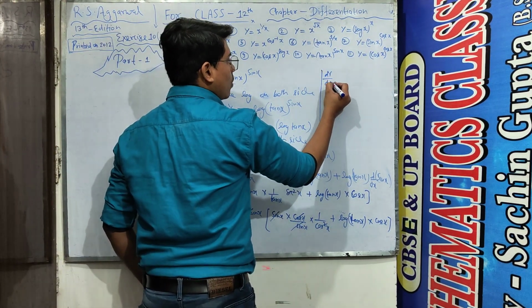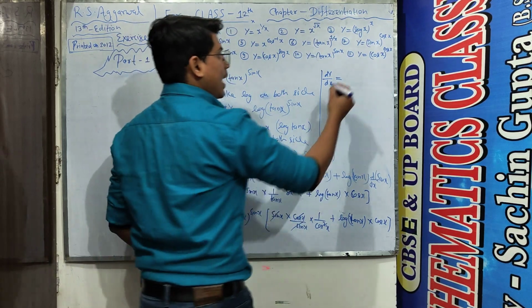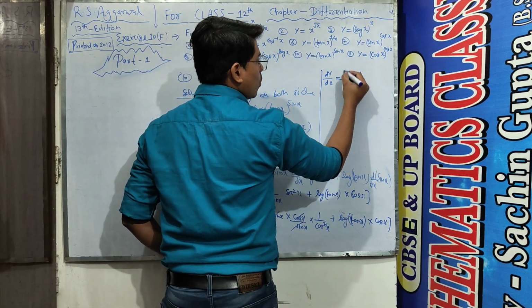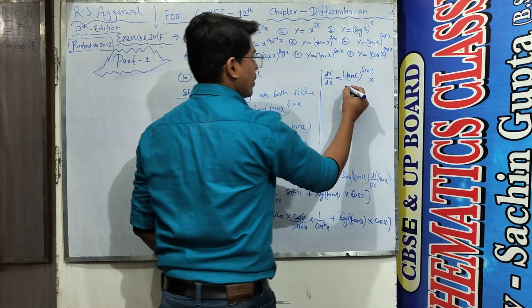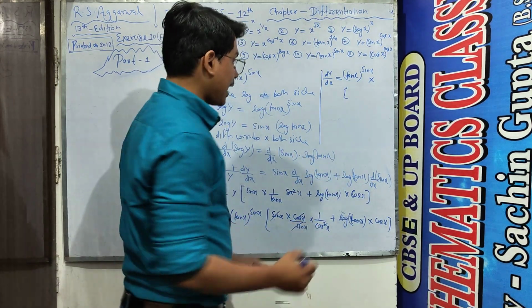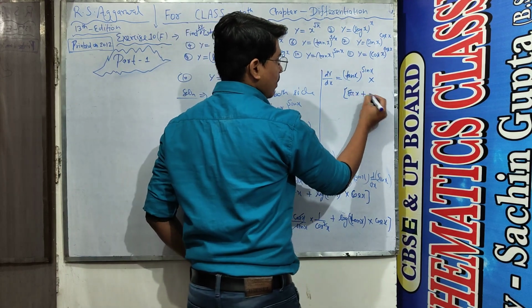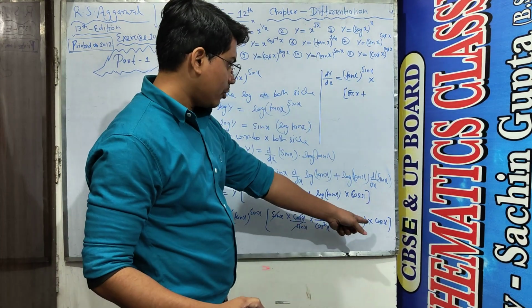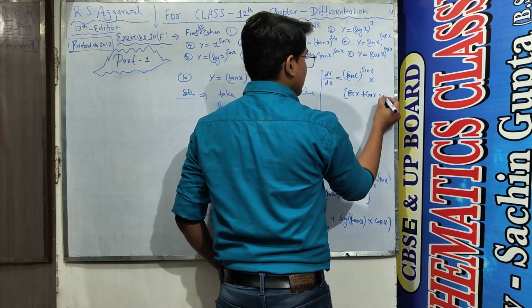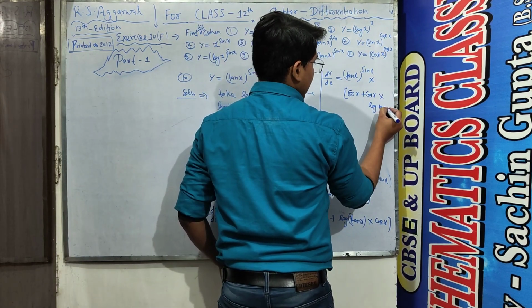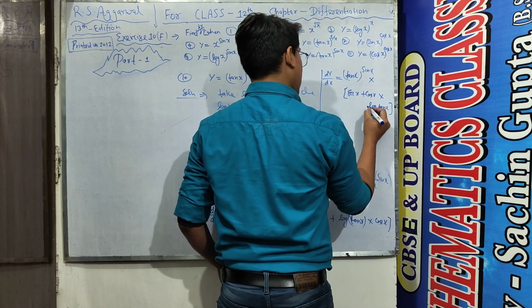So I write here the value of dy by dx: (tan x) whole power sin x in the multiplication, and it becomes sec x plus cos x into log tan x. This is the answer of question number 10.